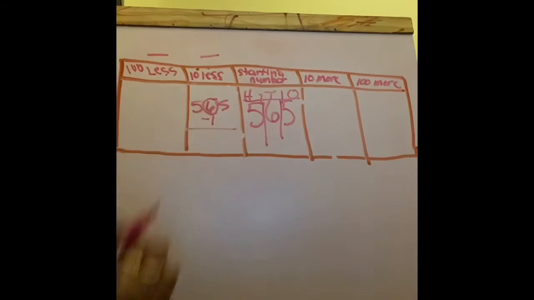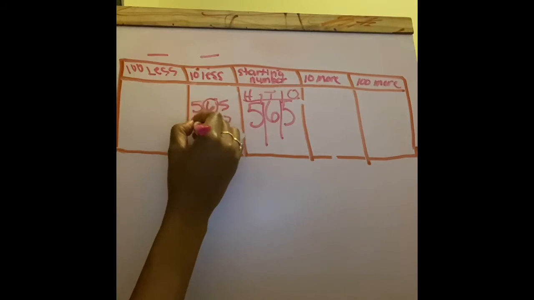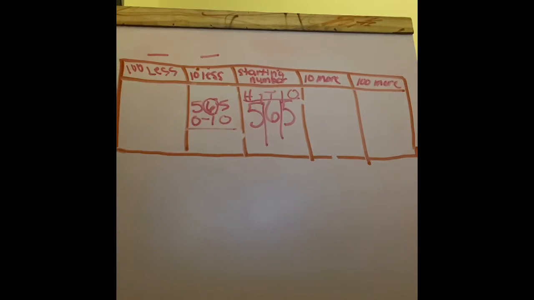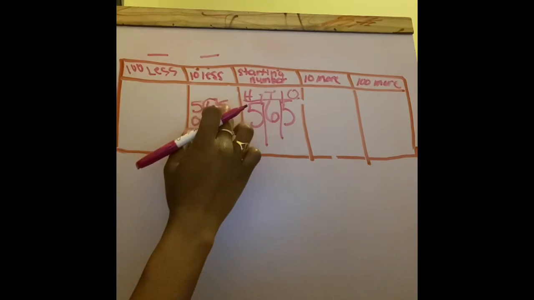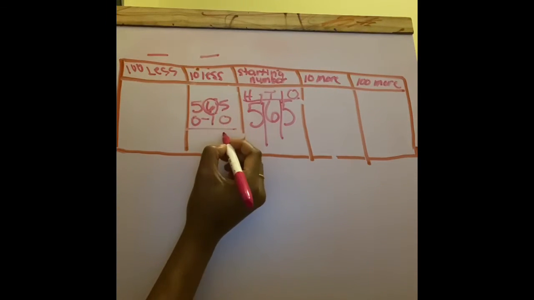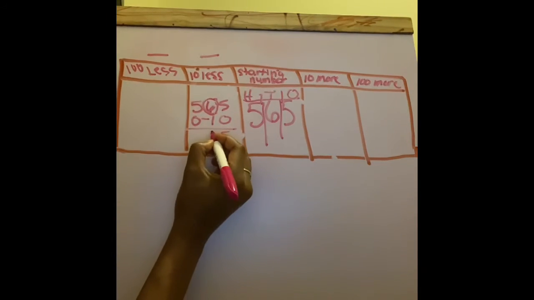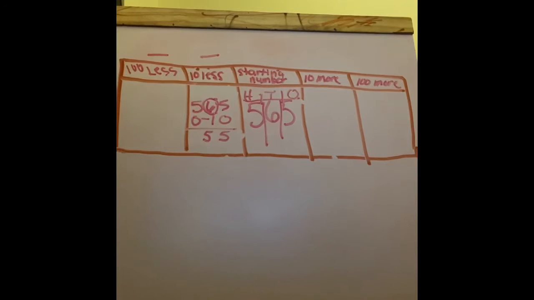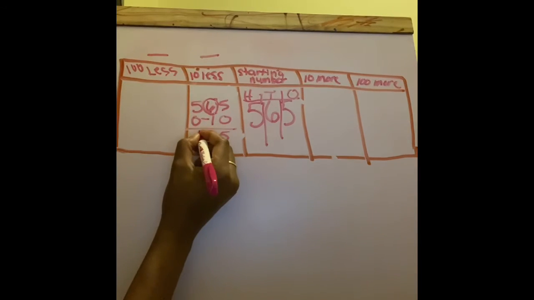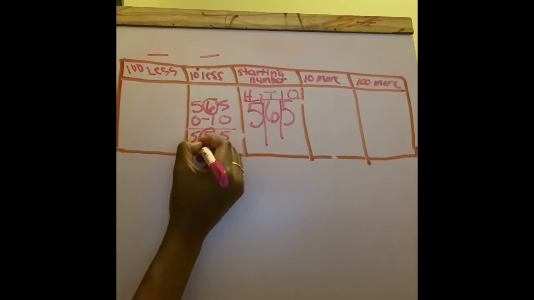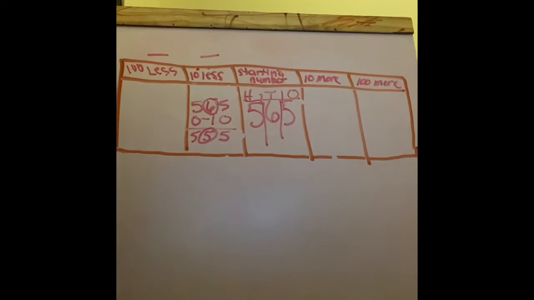So I can put zeros here. Also, I can put zeros there because I'm not taking anything away from my ones or my hundreds place. So 5 minus 0 is 5. 6 minus 1 is 5. And 5 minus 0 is 5. So the only thing that changed was my tens place value because I took away 1 ten. So now my new number is 555.